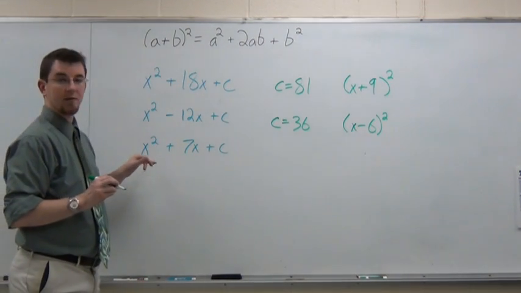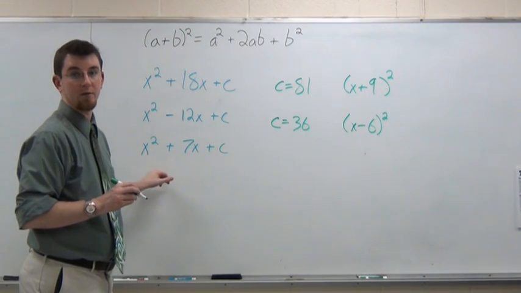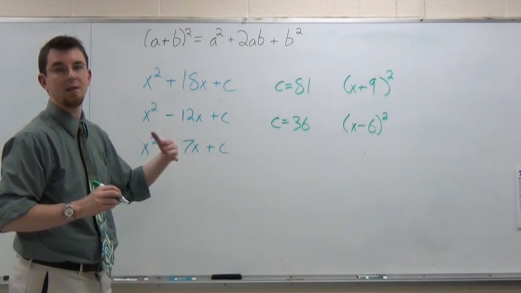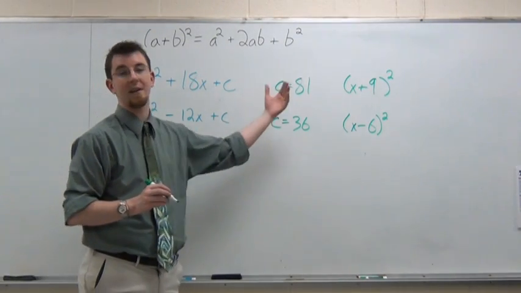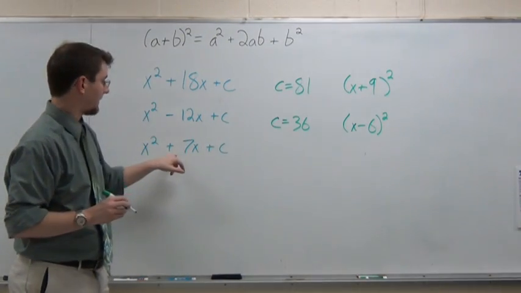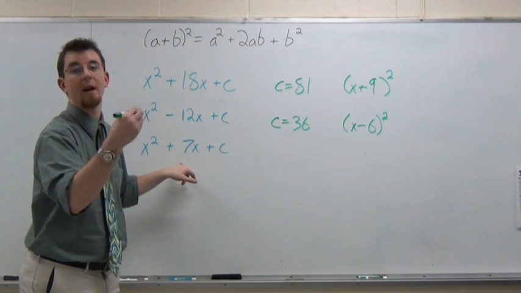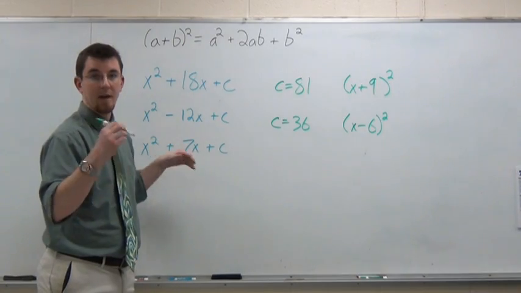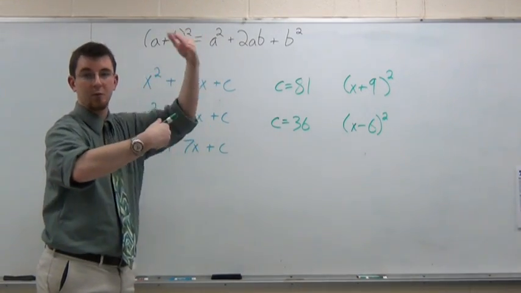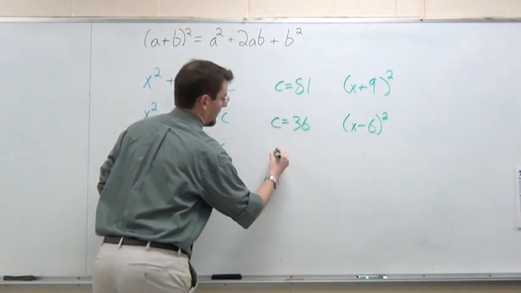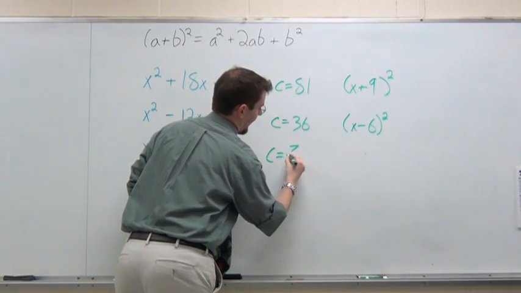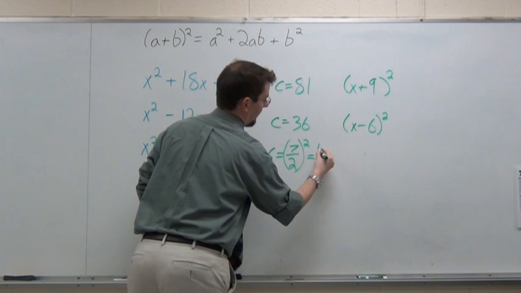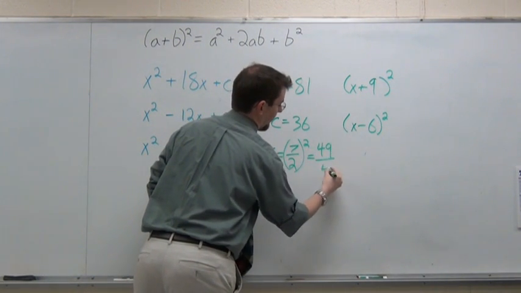Now the last one here is something you are going to run into, the dreaded fractions. So in this case, when I take 7 and divide it by 2 and then square it, it doesn't come out to be a nice integer. Basically 7 divided by 2, I'm going to write it as 7 halves. We're not going to use decimals here. So 7 halves squared, basically you square the numerator and the denominator. So c is 7 halves squared, or 49 over 4.